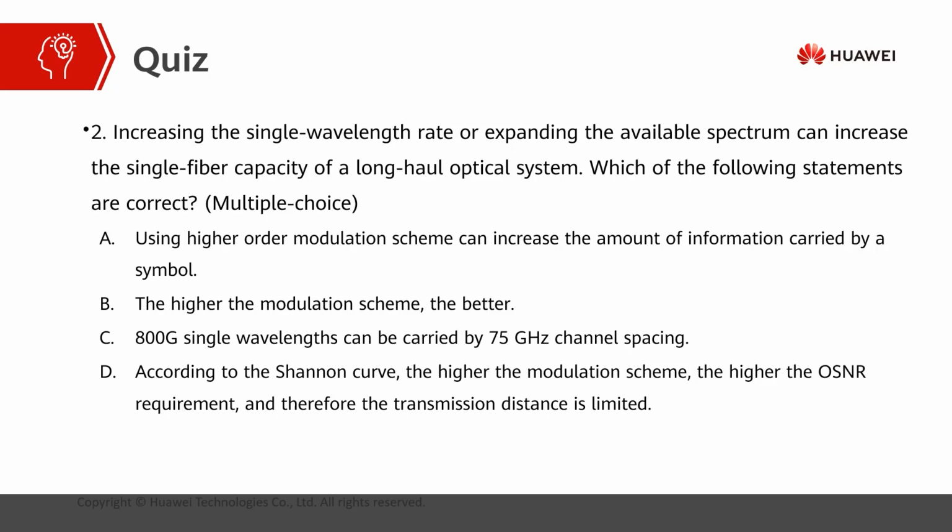D. According to the Shannon curve, the higher the modulation scheme, the higher the OSNR requirement, and therefore the transmission distance is limited. So according to what I have introduced, we know that the modulation order limits the transmission distance. It's not the higher the modulation, the better. Currently, for the 800 gig single wavelength solution, we can only use 100 GHz channel spacing. So option A and D, they are correct.